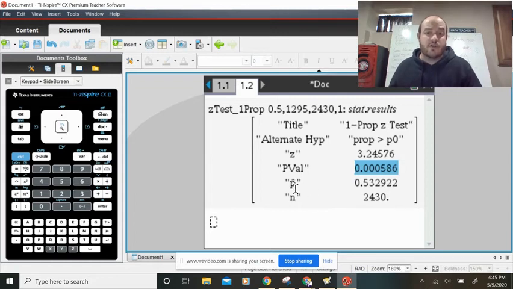Now notice it also has the p-hat. As I told you guys, you don't have to find that, and the question kind of gave it to us as a bonus. And it writes out the n, which is just the sample size that we plugged in. So again, what's the big number we want to pull from here? We want to pull this guy right here, which is our p-value of 0.000586.